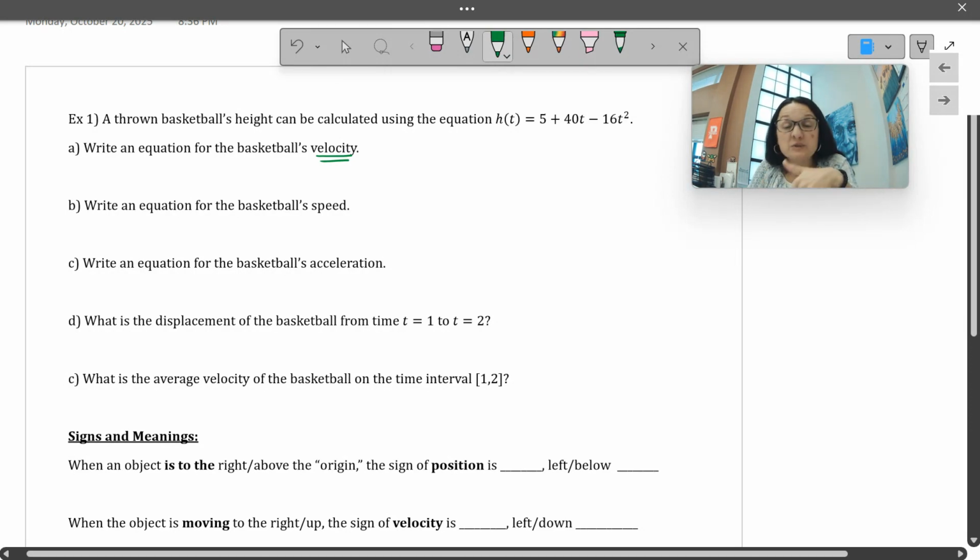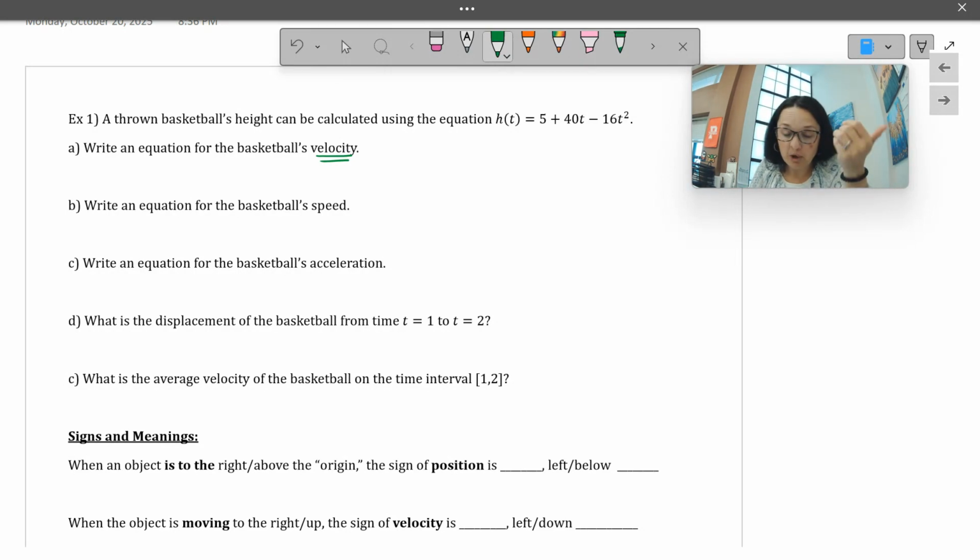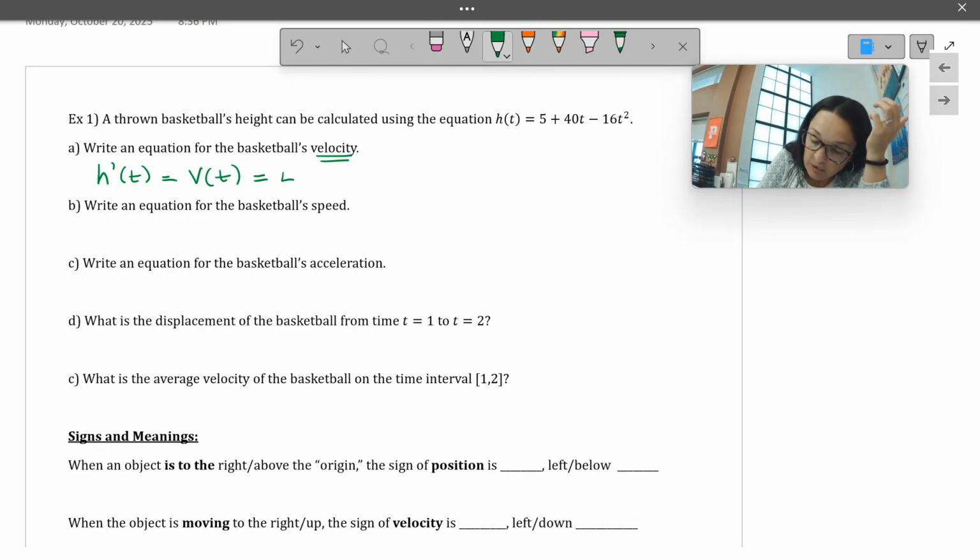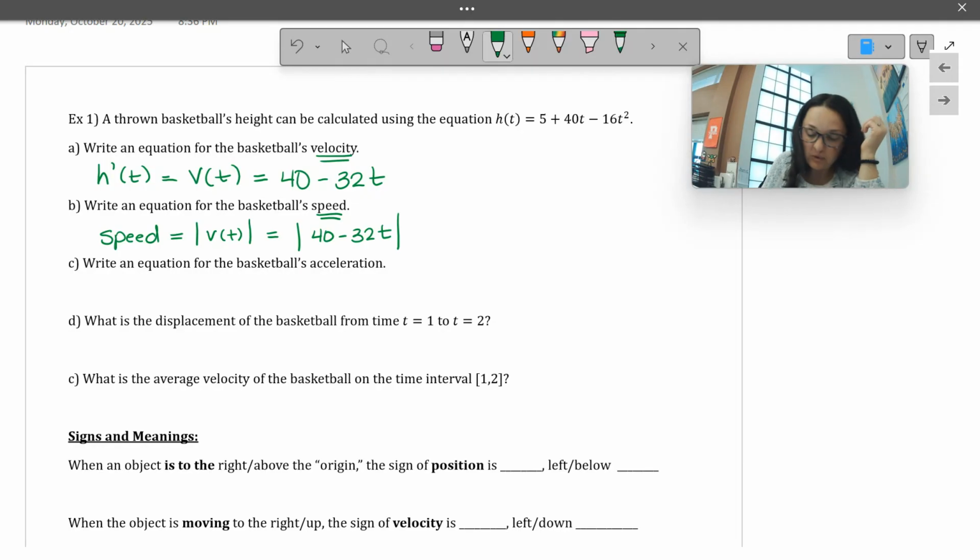Well, velocity is the derivative of position, and position can be our height. So h prime of t is going to be what we call v of t, and we are going to take the derivative of the side equation. And that's going to be 40 minus 32t. Okay. Write an equation for the basketball's speed. Well, speed is the absolute value of velocity. We often don't give it a letter, so I'm just going to write it as speed equals the absolute value of velocity, which is the absolute value of 40 minus 32t.